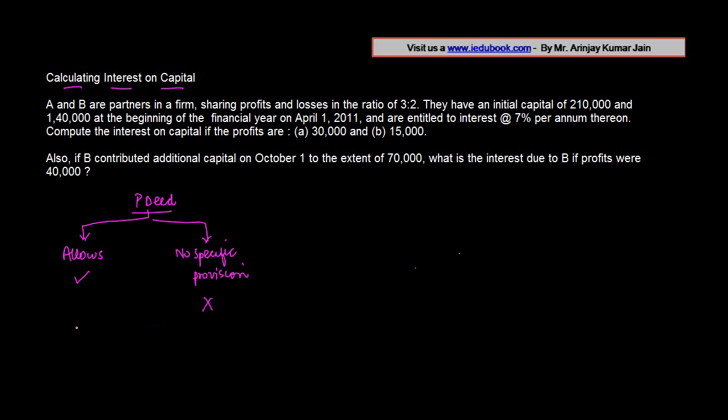Okay, first thing. Second, even if the interest has to be allowed, it is allowed normally to the extent of profits. So you can't allow interest on capital which is more than the profits. We'll see how to apply this.